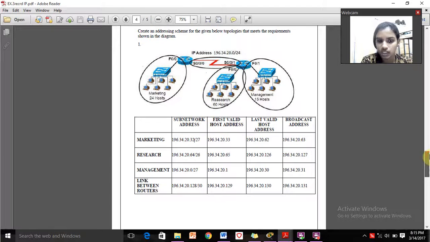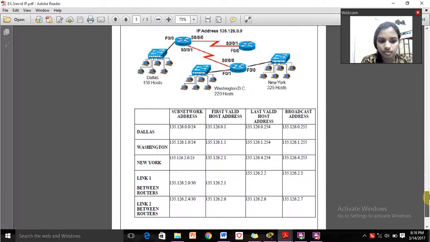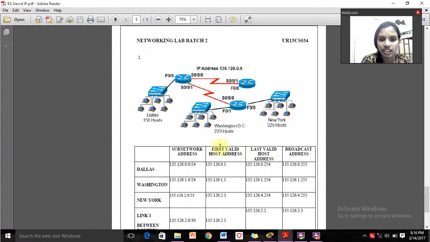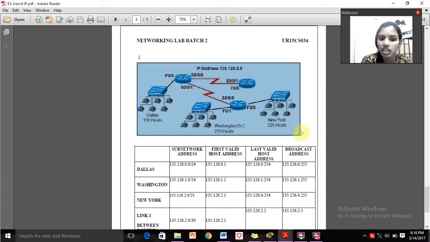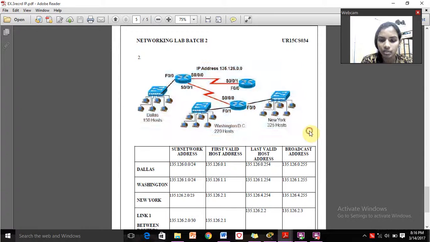This is one question, and here is another question. Here there are 2 wide area networks and 3 local area networks of Dallas, Washington, and New York. Similarly, we have to find the subnet mask, number of bits borrowed, and the first network address, first valid host address, last valid host address, and the broadcast address, as we have explained before. This is how we calculate the IP address.